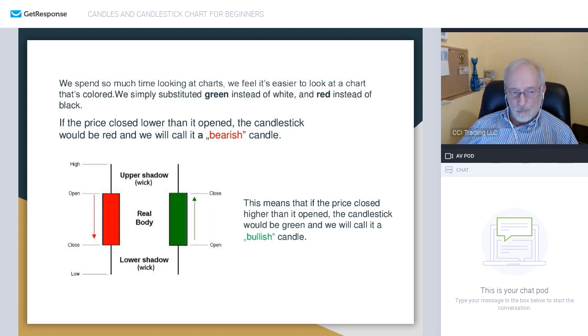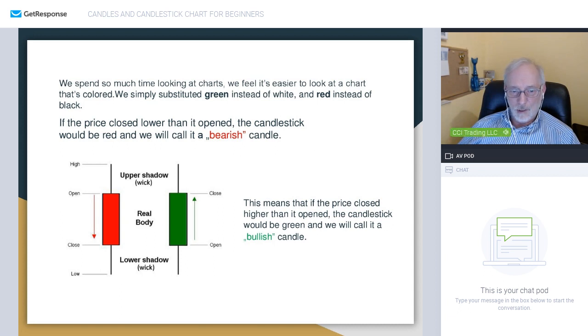Red, bearish, green, bullish. This is what we need to remember, because if we look at the chart, we will see many of those candles. And this, for us, is very important that we recognize very quickly the trend. The trend, it means in which direction the price is moving. That's why I prefer candlesticks. Candlestick charts, because I believe they are much better than the bar charts, or even twice as good like the line charts.